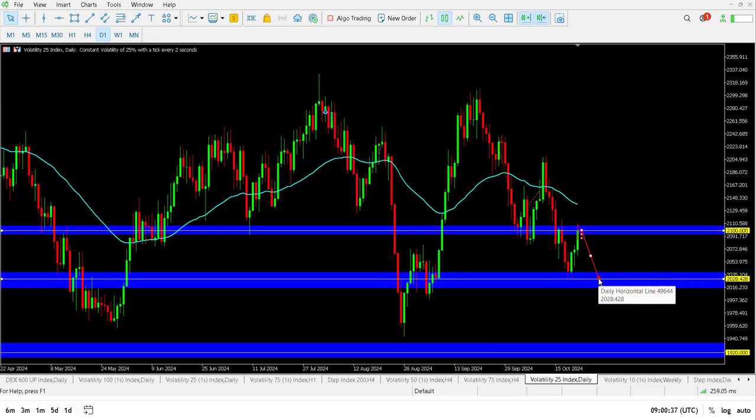And then should we have a daily candlestick close below this level, then of course I'd wait for a quick retest of the level and then look to go in on more sales on volatility 25 index.